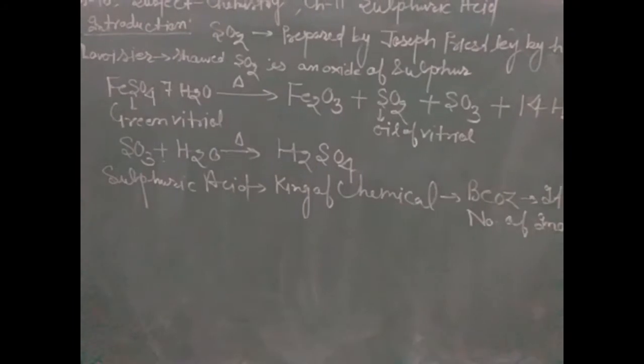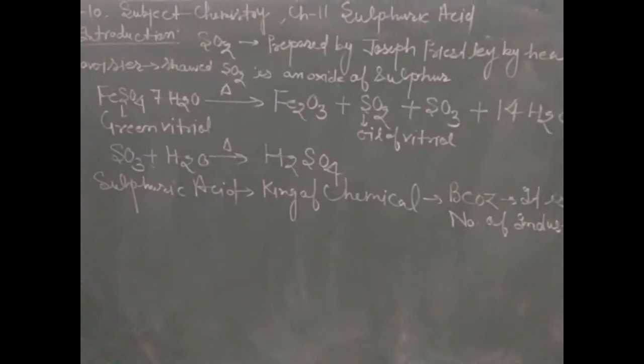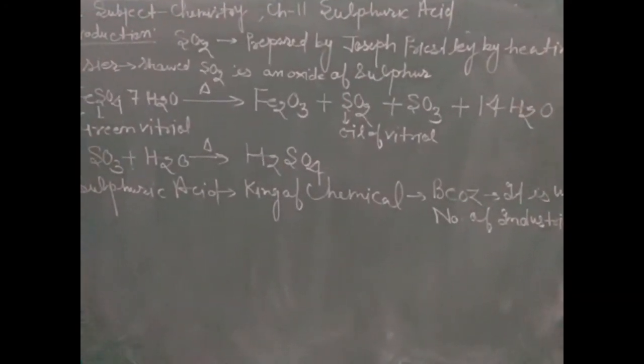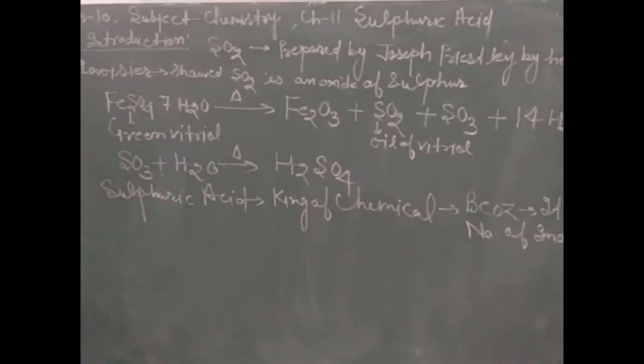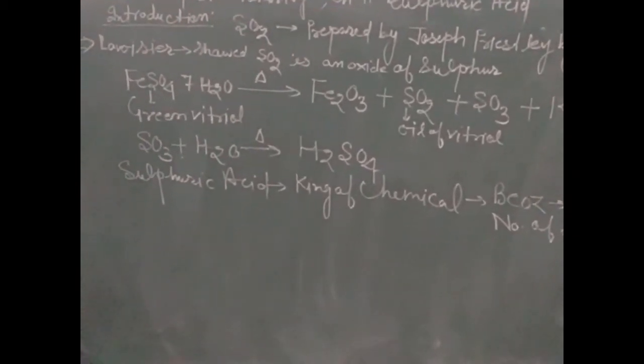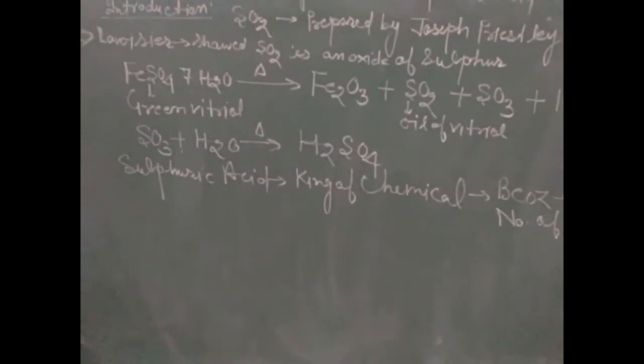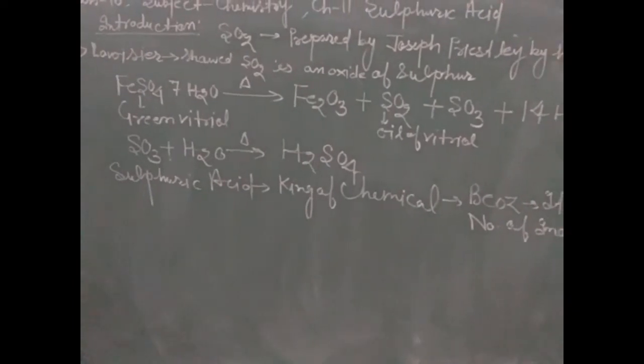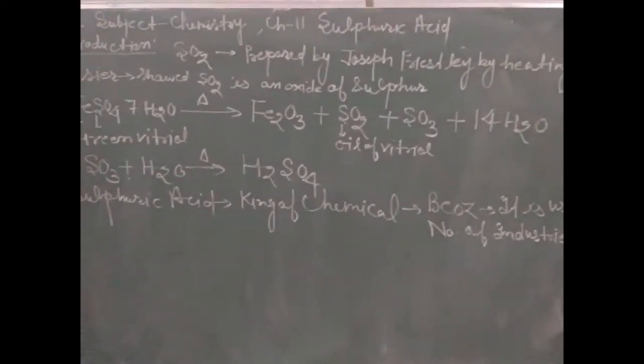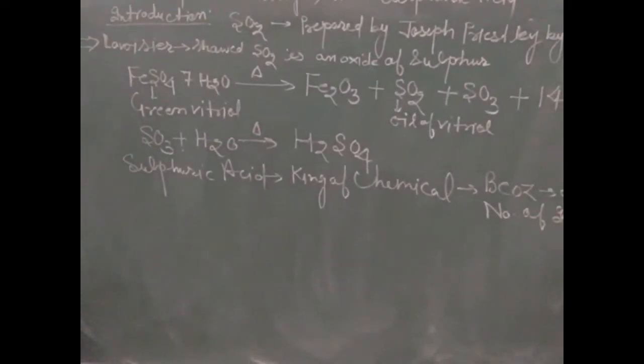FeSO4.7H2O, that is green vitriol, on heating gives Fe2O3 plus sulfur dioxide and sulfur trioxide, along with release of water of crystallization. Sulfur trioxide, when treated with water by heating, forms sulfuric acid. As we know, sulfuric acid is called the king of chemicals because it is used in a large number of industries. Now dear students, we will discuss the first compound, that is sulfur dioxide gas.